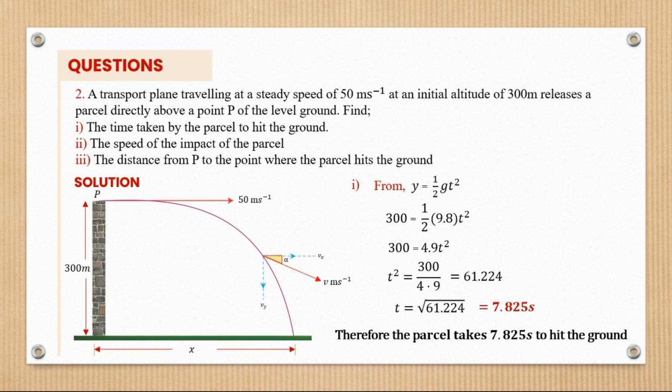So now in part 2, we're being told to find the speed of the impact of the parcel. Now we have to first deal with Vy. So let's first find what that V is, but let's first find Vy. So Vy is equal to gt, of which we have 9.8 times 7.825. Remember that right now we're looking at impact, so that means we are looking at the time of flight. That's why we use the 7.825 seconds, which gives 76.68 meters per second.